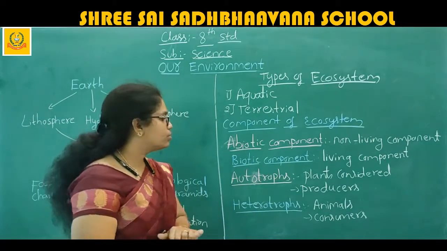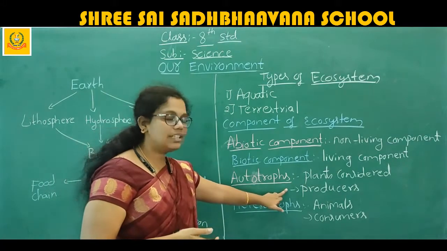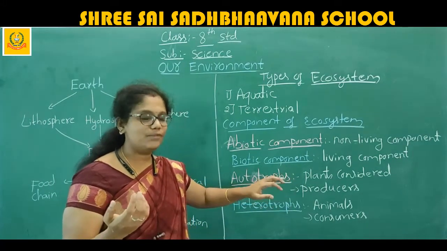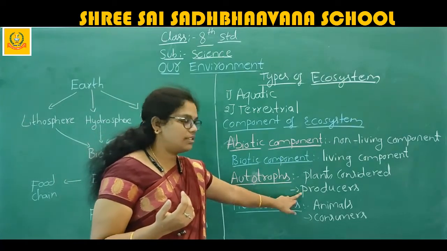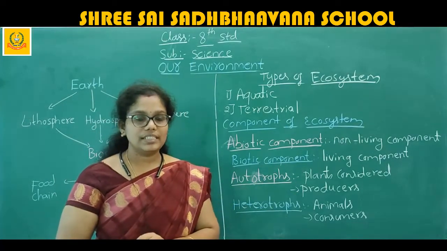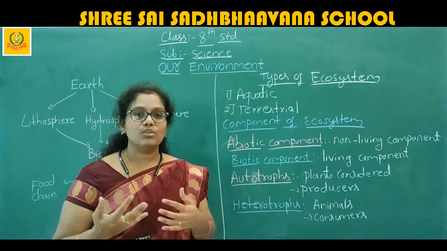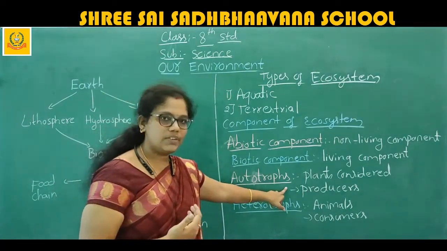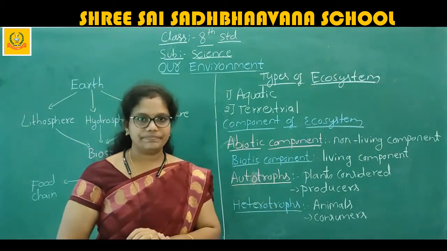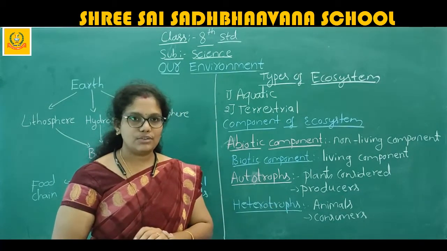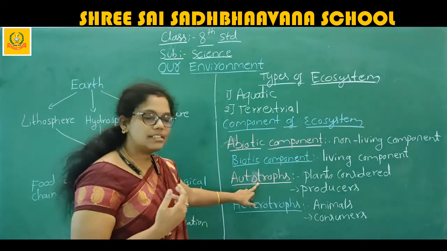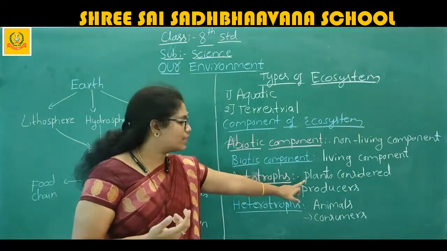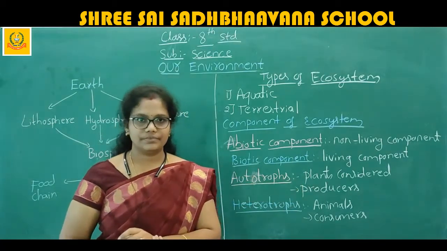And because plants prepare their own food, we gave the plant the name producer. Producer means they are preparing their own food. That's why we call this a producer. Plants are considered autotrophs because they prepare their own food, and that's why we call them producers.